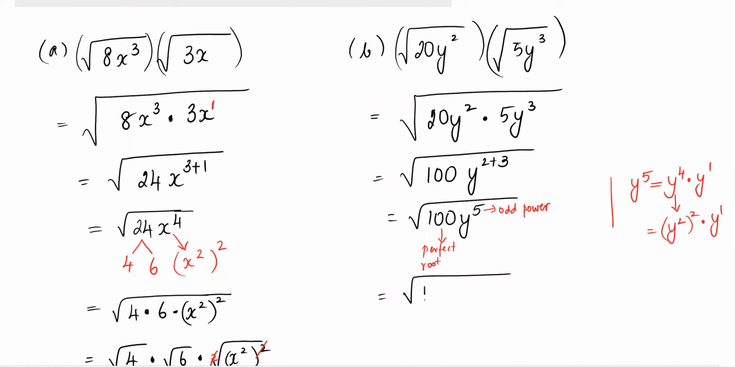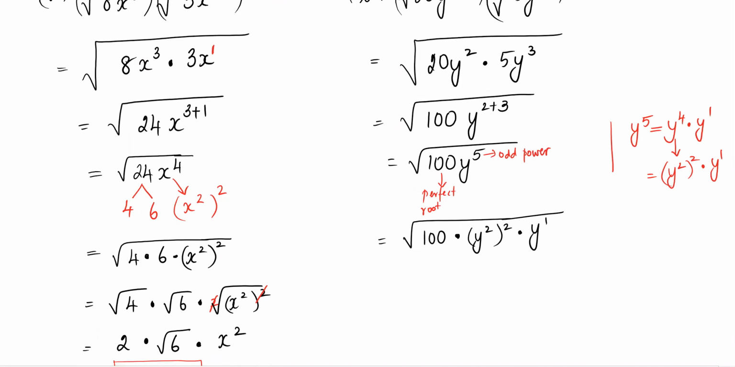So I'll keep the 100 here because we know that's a perfect root. And that's going to be y squared the whole square times y power 1, all under the radical. One more step of splitting them up individually.